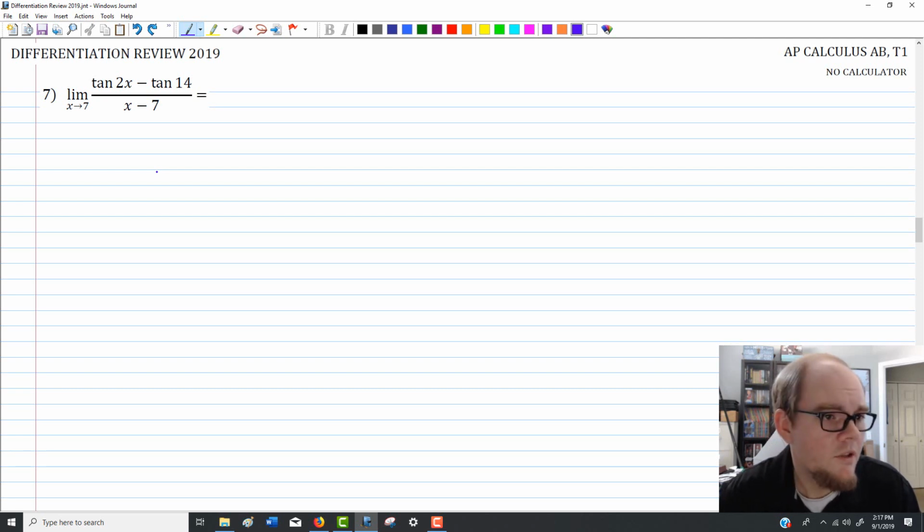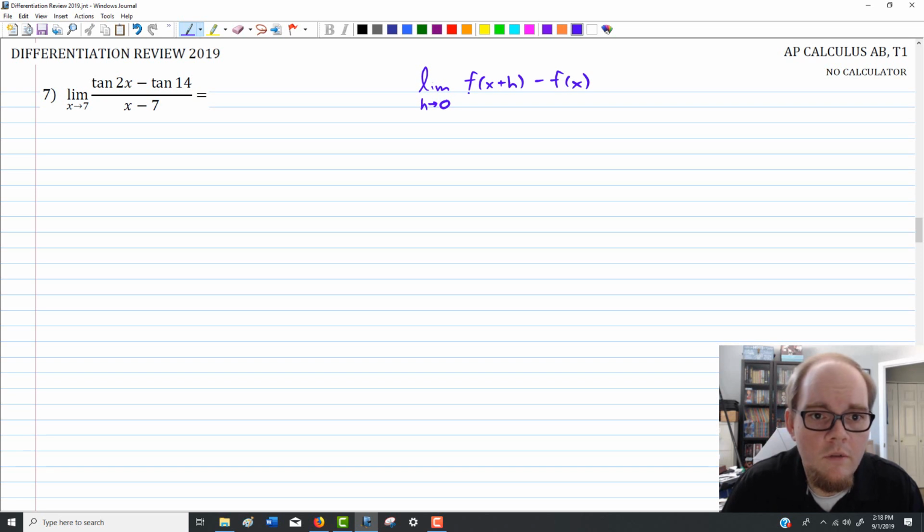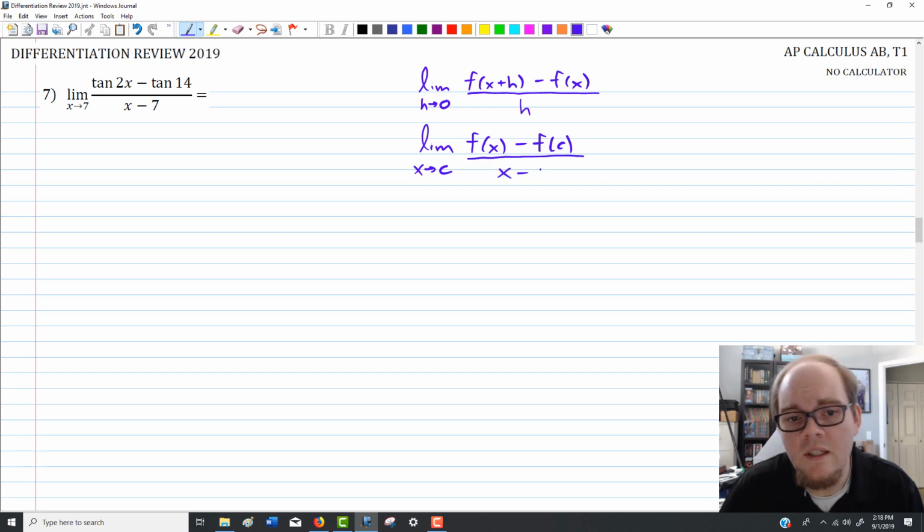If you'll recall, we defined derivatives in the very beginning using one of two definitions. Those two definitions were the limit as h goes to 0 of f of x plus h minus f of x all over h, with h being some small horizontal distance, and the second one being the limit as x approaches c of f of x minus f of c all over x minus c.